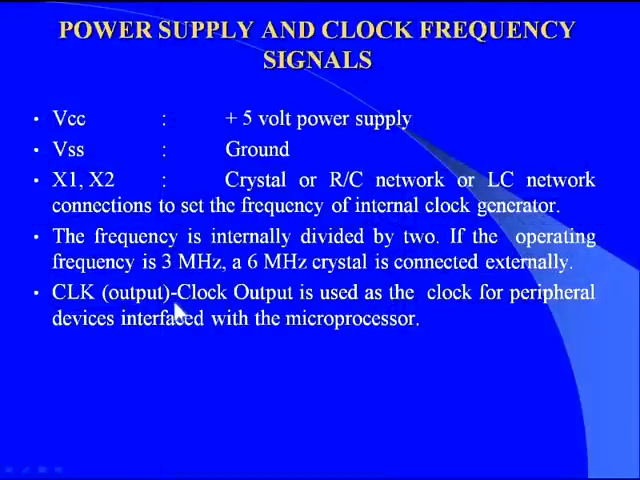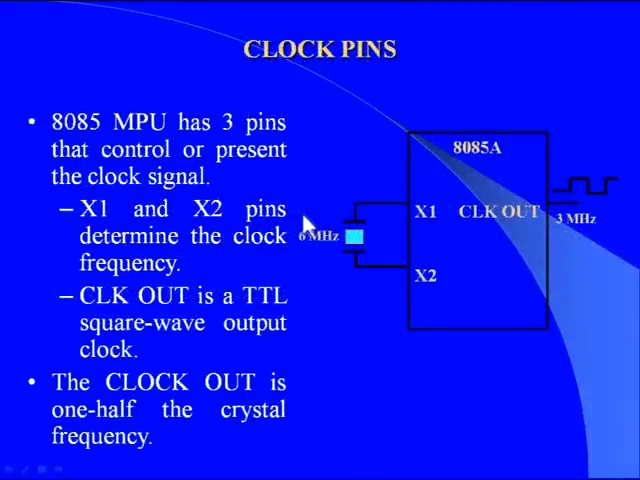This clock out signal can be used to give input to the peripheral devices which are connected with the microprocessor. For example, in the case of timer 8253 or 8254, it requires a clock input. That clock input can be derived from the clock out of 8085, that is pin number 37. This is pictorially shown here. Between X1 and X2, a 6 MHz crystal is connected. So from pin number 37, the clock out will give a 3 MHz frequency.